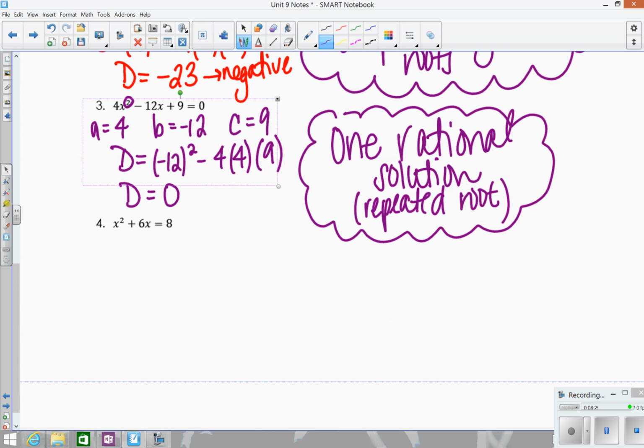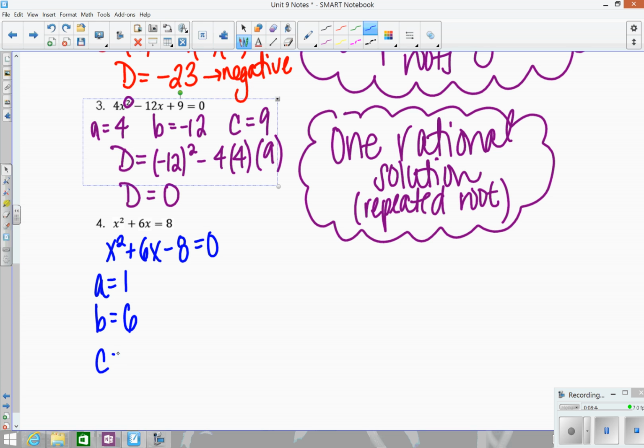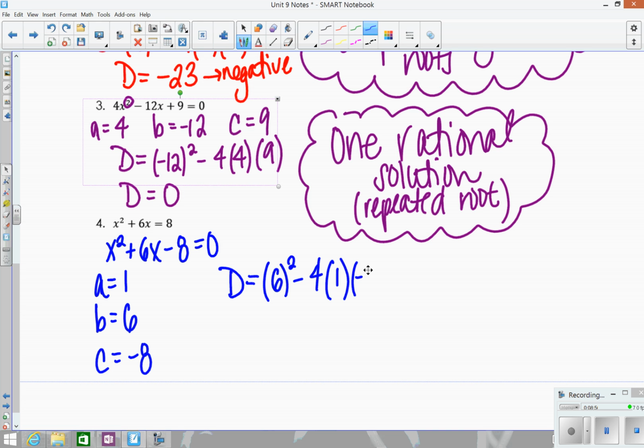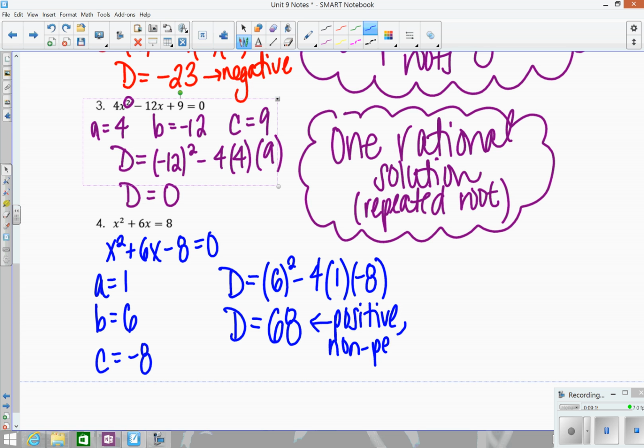And then this last example here, notice it's not in standard form, so the first thing I need to do is I need to get this into standard form. So x squared plus 6x minus 8 equals 0. Identify a, b, and c is negative 8. And then we can plug in, so d equals b squared, so 6 squared minus 4a times c. So we have 36 minus 4 times 1 times negative 8. So we get 68. So this number here is positive, but it's not a perfect square. So it's positive, non-perfect square. So if you were to take the square root of 68, you would get an irrational number.